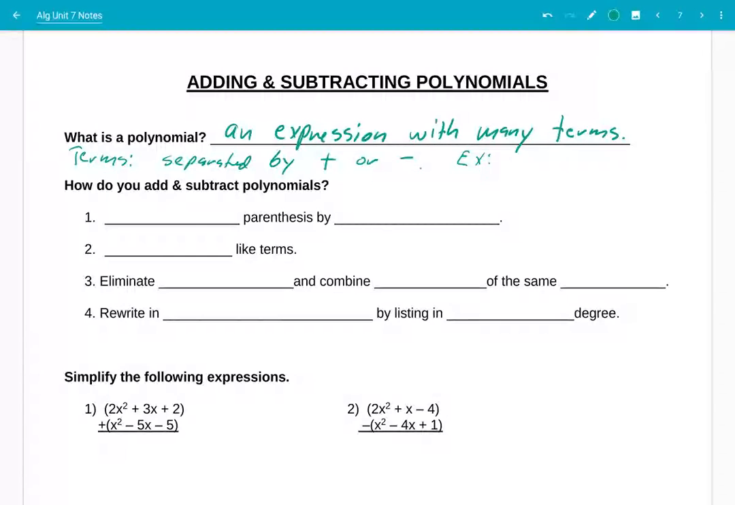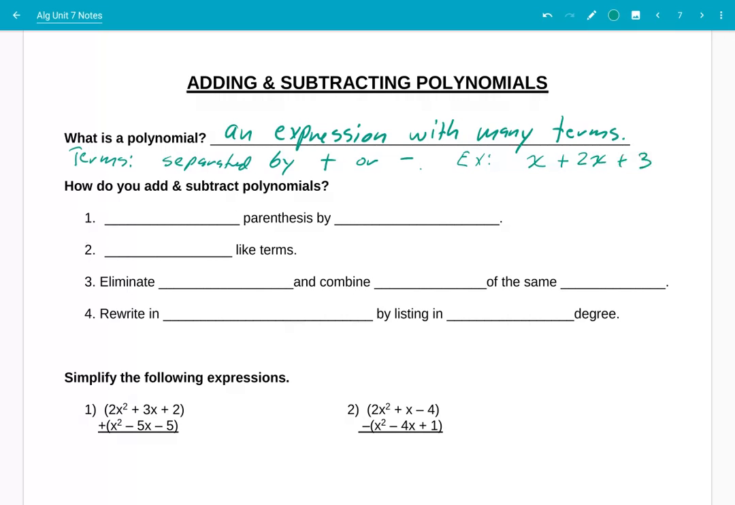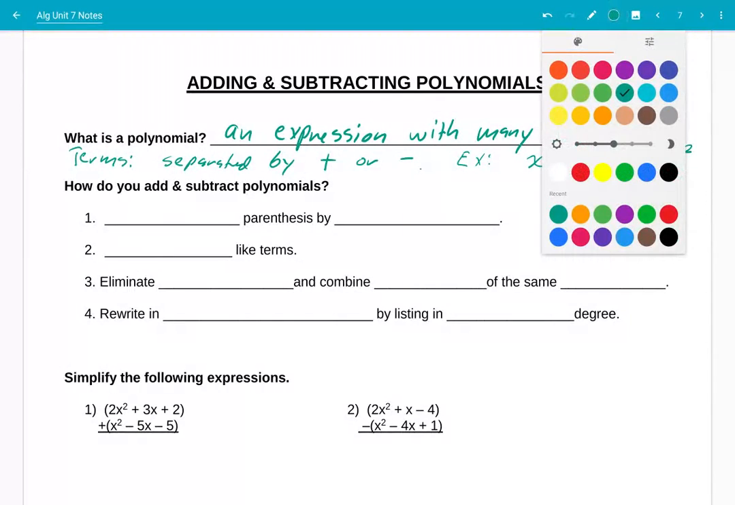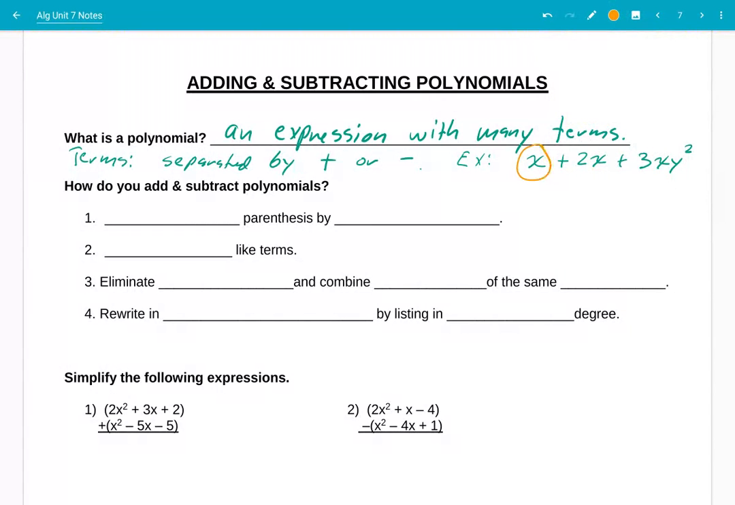So here's an example. A term could be like x. Or maybe here's another term, 2x. Or here's another term, 3xy squared, something like that. These are all terms. I'll circle: here's one term, here's another term, here's another term. They're separated by plus or minuses.